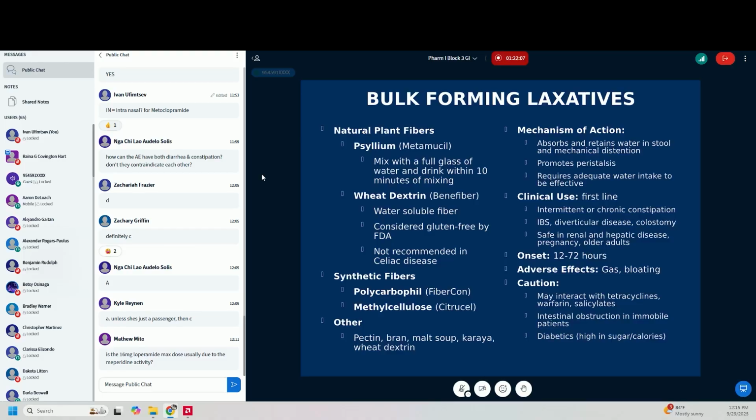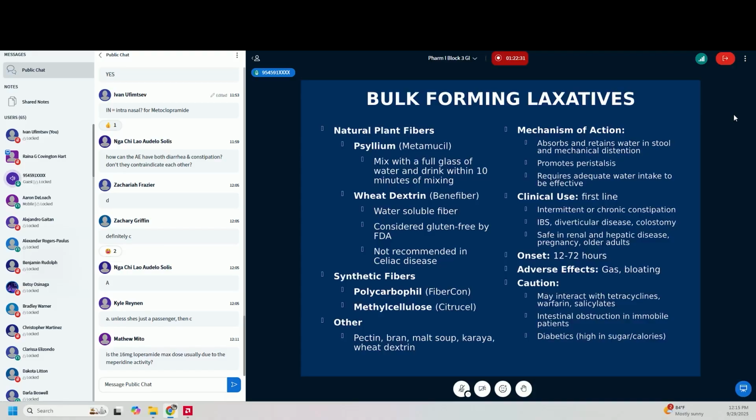So looking at our bulk forming laxatives, essentially they're saying what they're trying to do. So they're trying to bulk up so that somebody is able to kind of use the restroom. So they're retaining water and increasing the peristalsis. So the person has to drink water when they're taking these medications. If you don't, they don't work. They just make you feel a lot more bloated. So you see the different kinds that we have.